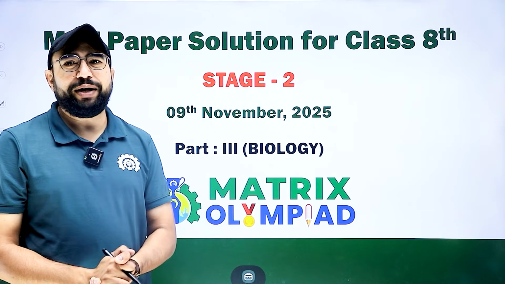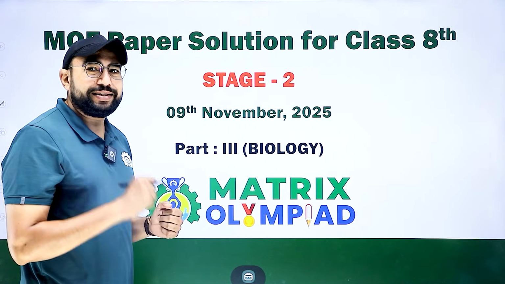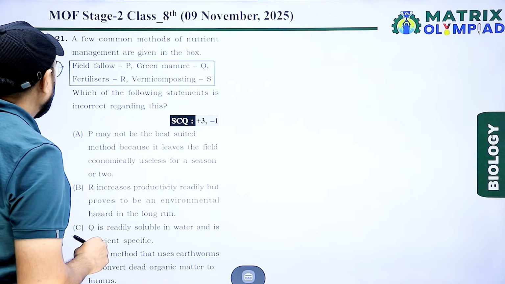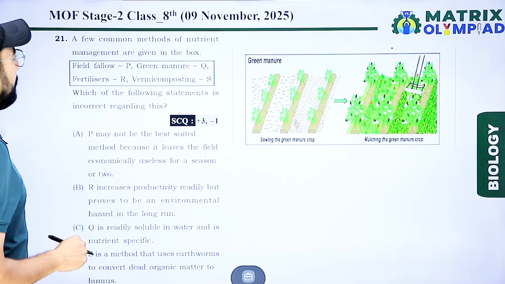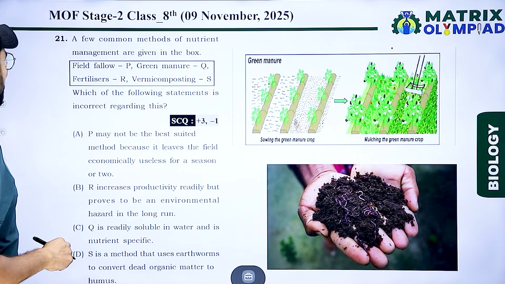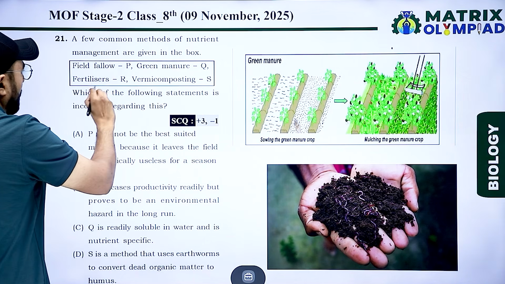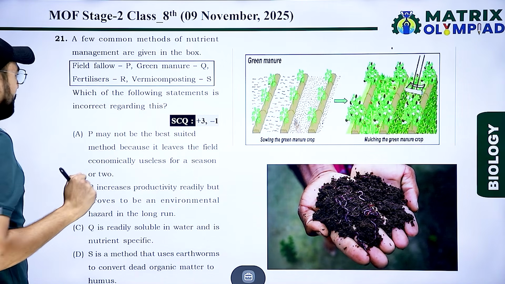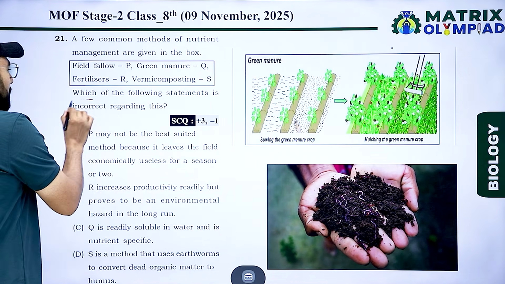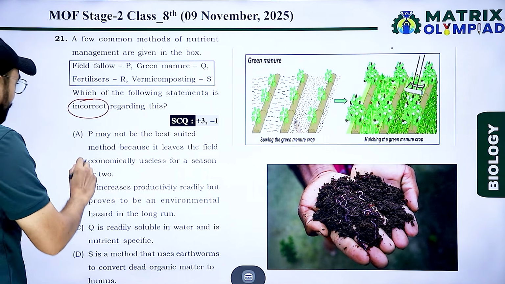Today we discuss the Matrix Olympiad paper solution for class 8th biology. Let's start. First question for biology. A few common methods of nutrient management are given in the box: field fallow P, green manure Q, fertilizer R, vermicomposting S. Which of the following statements is incorrect?